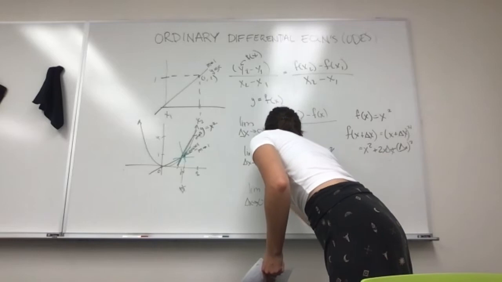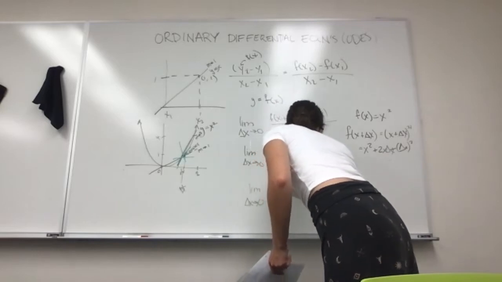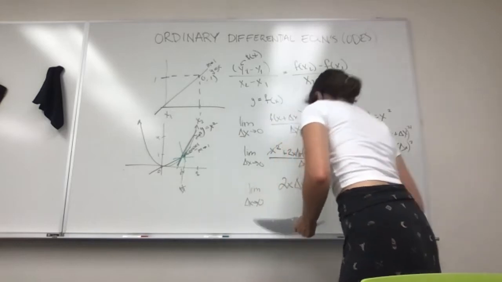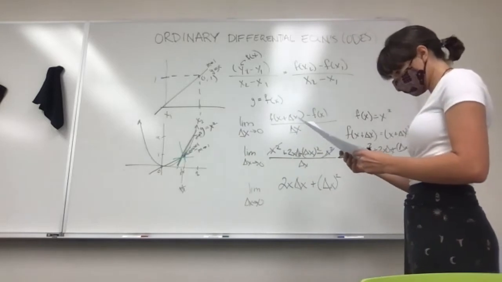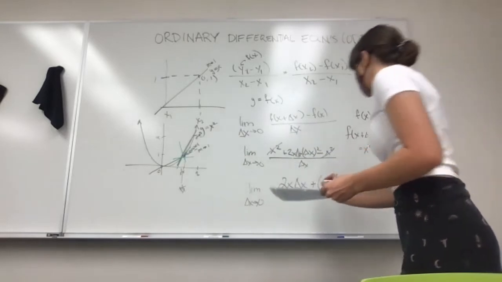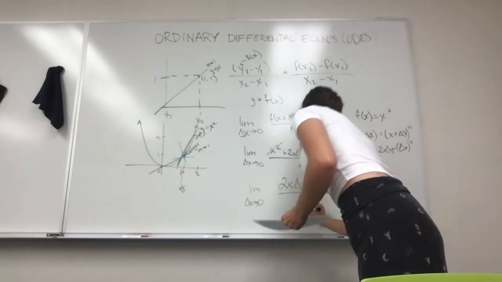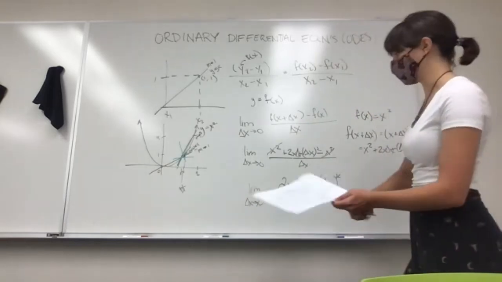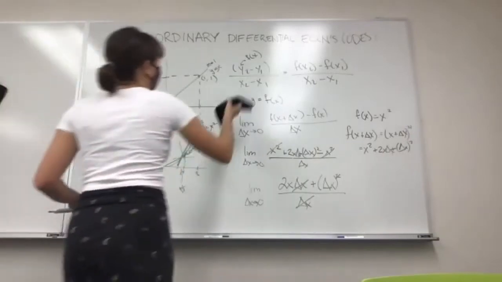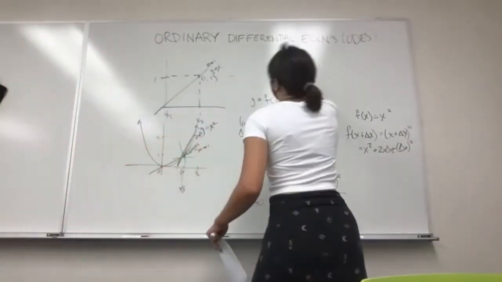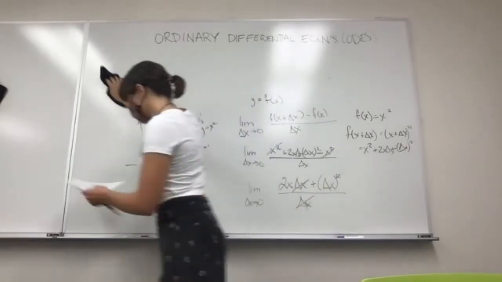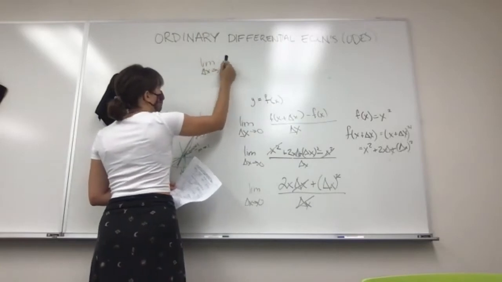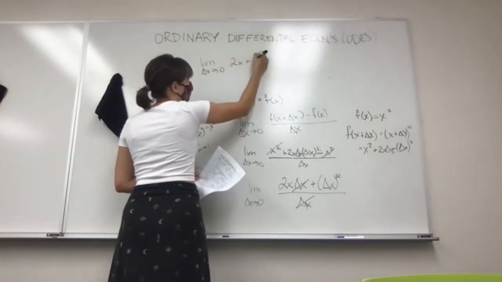I'll rewrite it more clear. So it's 2x delta x plus delta x squared, all over delta x, and we'll just cancel these guys. So this guy cancels with that guy. We're trashing one of those. And then in the end, the big takeaway is that you get the limit as delta x goes to 0 of 2x plus delta x.